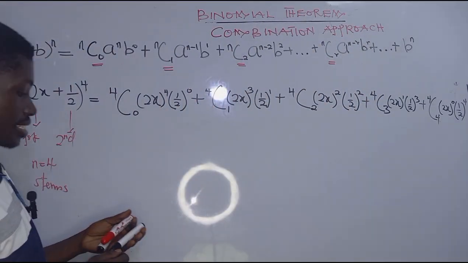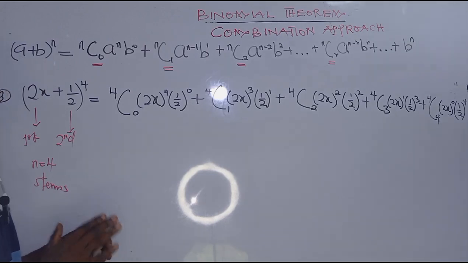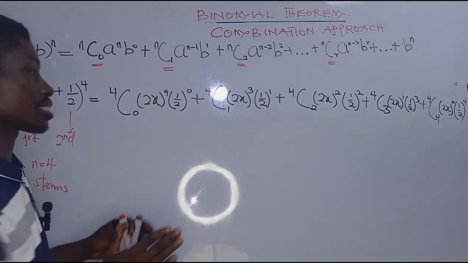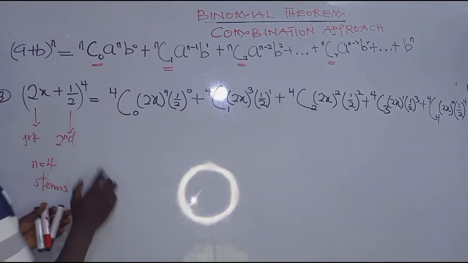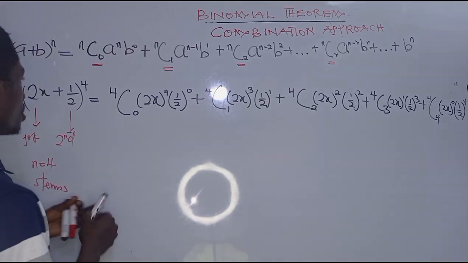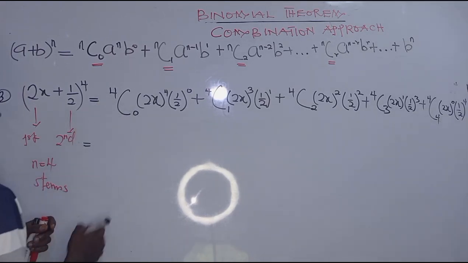Very, very easy. You don't have to memorize any formula. You don't memorize. Just follow. You follow the pattern, it will come by itself. So we have 4 combinations 0 will give you 1.